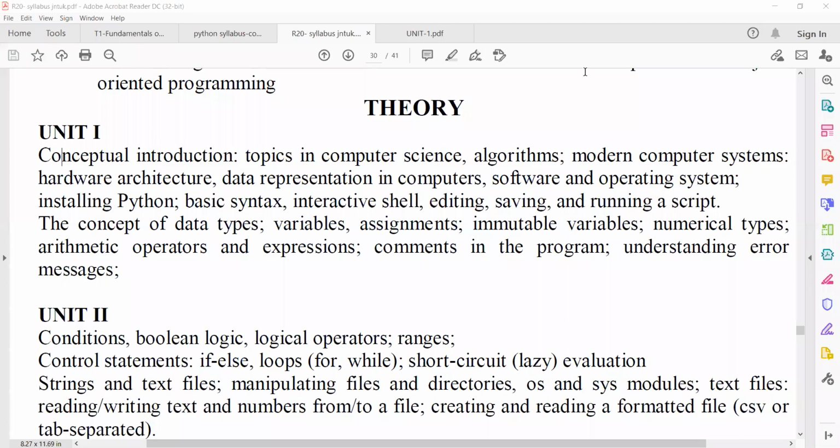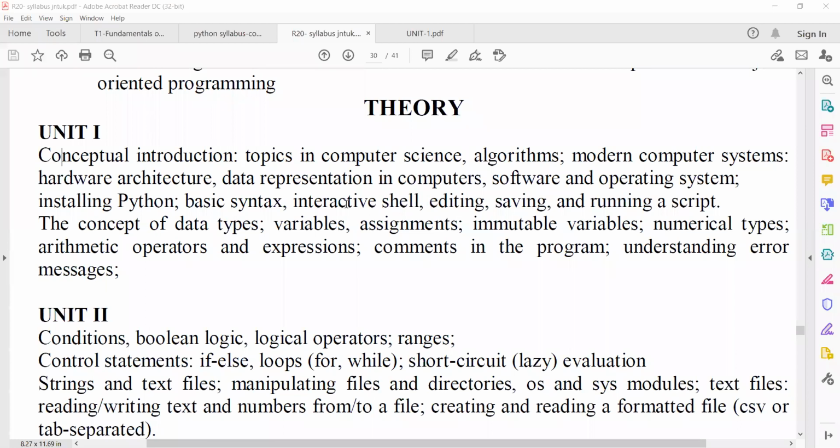Okay. So installing Python. After that, basic syntax. What is the syntax for writing a Python program and using the interactive shell? Which editor is open for writing Python programs? After that, how to edit the file, how to save the file, how to run a script. So this is the installation procedure, the basic thing.